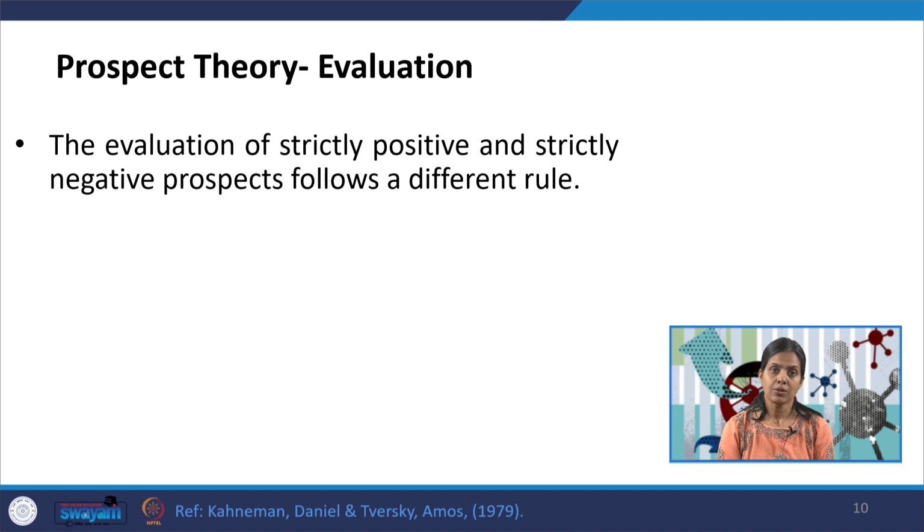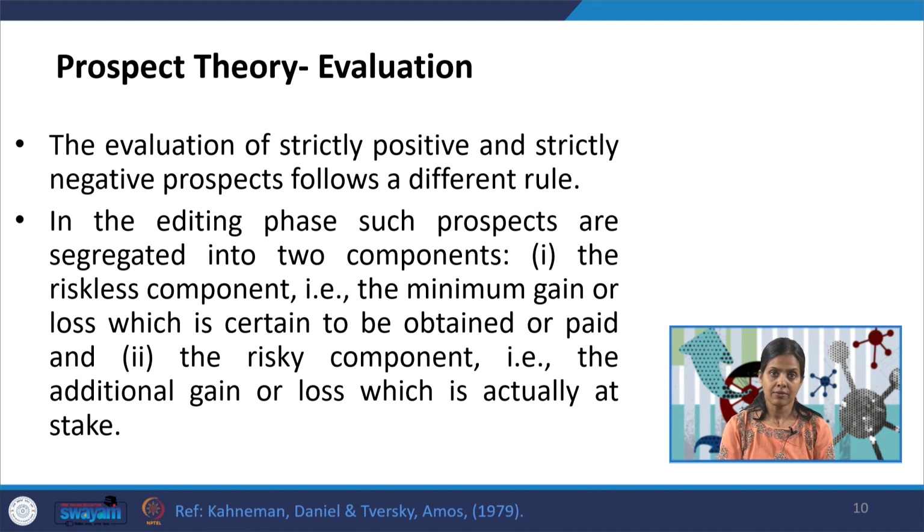Now, pi(0.5)v(20) plus pi(0.5)v(-10), this is how we are going to write the value function. The evaluation of strictly positive and strictly negative prospects follows a different rule. In the editing phase, such prospects are segregated into two components: the riskless component, that is the minimum gain or loss which is certain to be obtained or paid, and the risky component, that is the additional gain or loss which is actually at stake. So, this is the segregation operation which we discussed while discussing the editing phase.